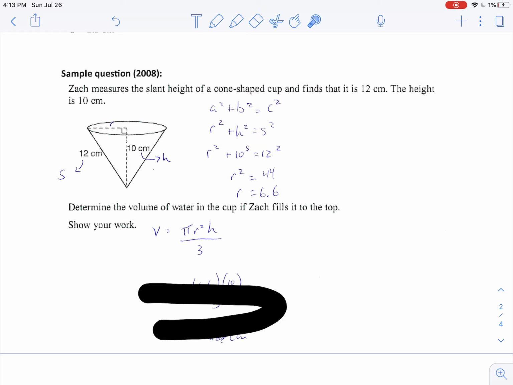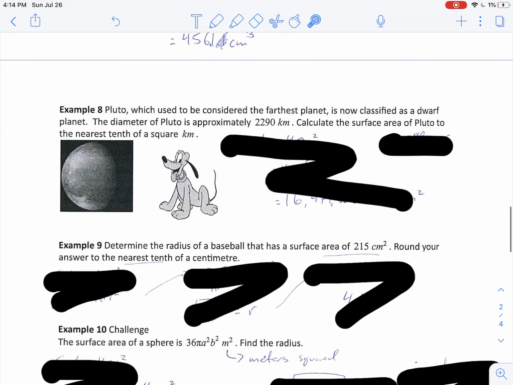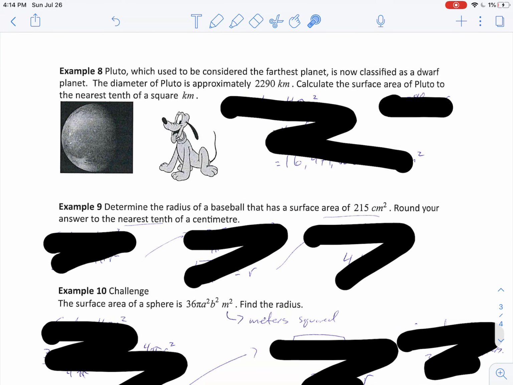Determine the volume of the water in the cup if Zach fills it to the top. So finding that radius length, 6.6, I can plug it into my volume formula, pi r squared h divided by 3, and I know those values. My radius is 6.6, my height is 10, divided by 3, and I'm getting the value for that volume, 456.1 centimeters cubed. All right, a few more word problems and we'll finish off.